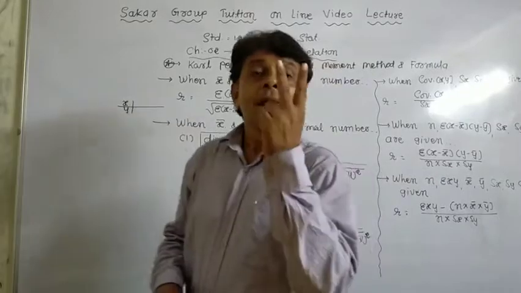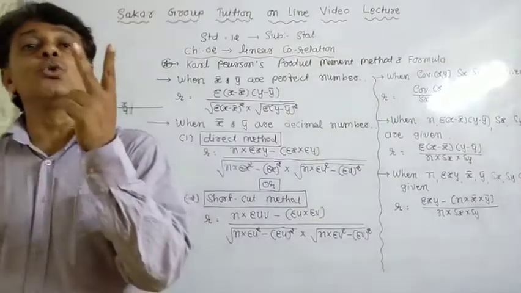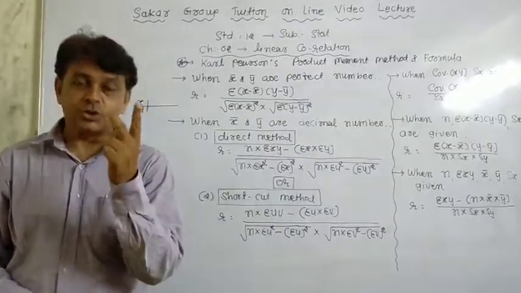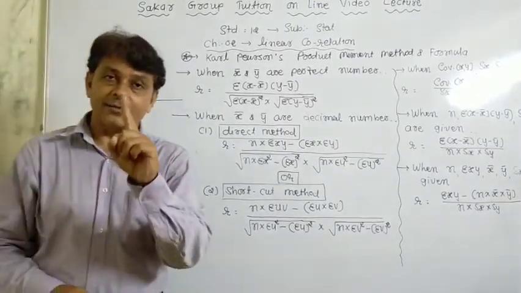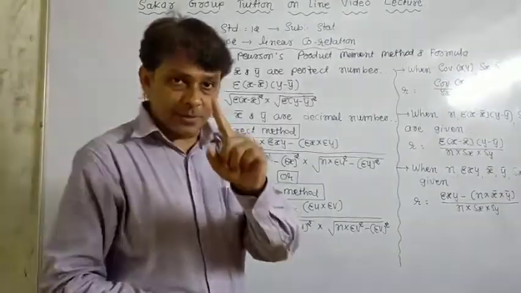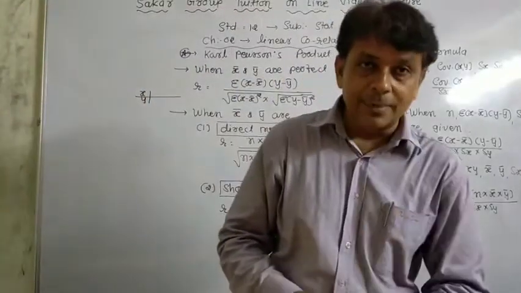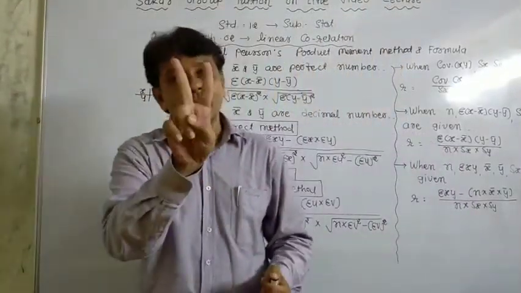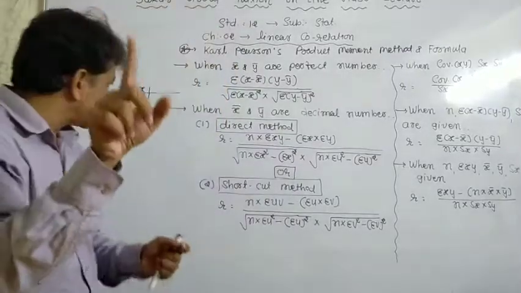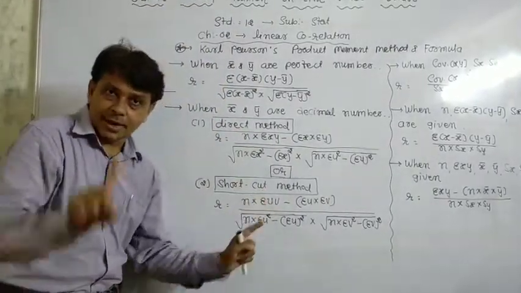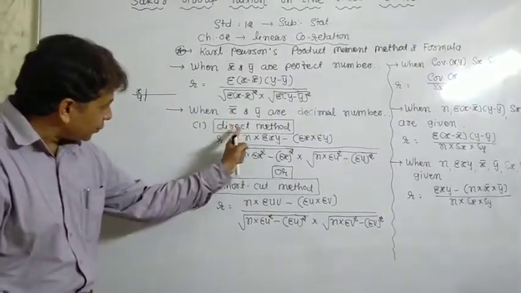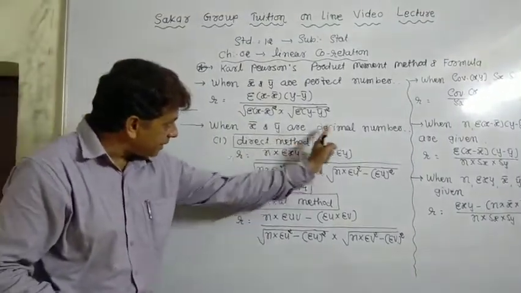But at that moment we have two different types of options to choose from to define r. I repeat again: when r is to be found and the means are decimal numbers, we have two different options. First is the direct method, second is the shortcut method.